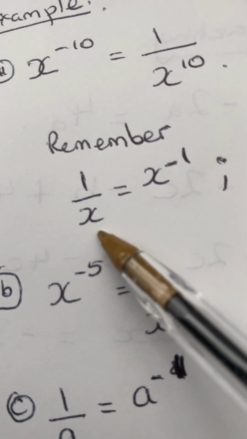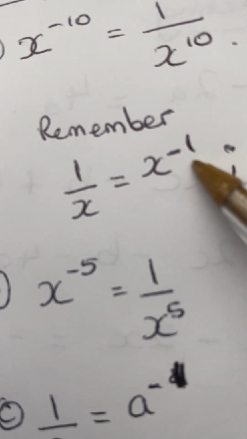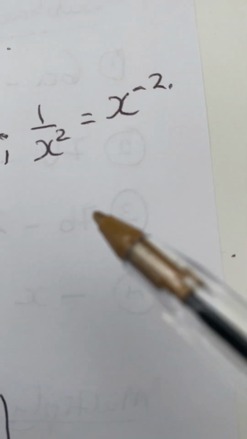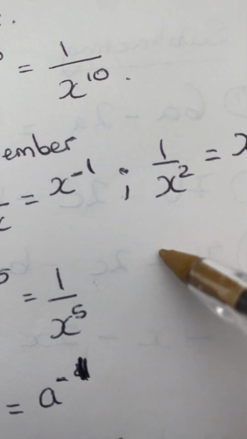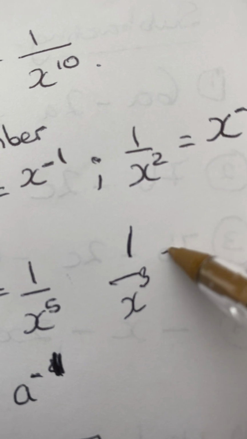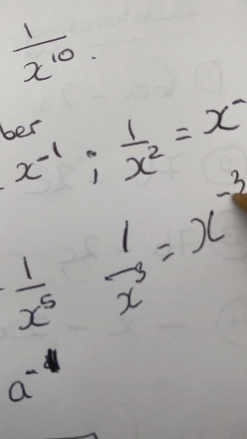1 over x is x to the power minus 1. We've done a few of these. 1 over x squared is equal to x to the power minus 2, as I showed you in the recap. So 1 over x cubed equals x to the power minus 3.